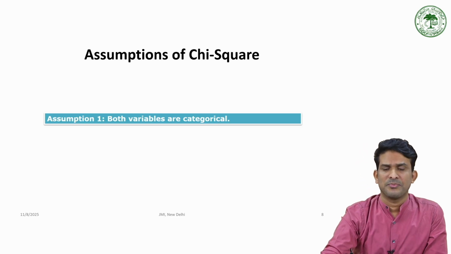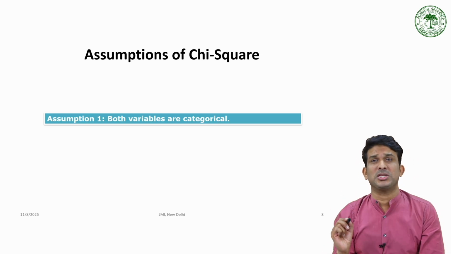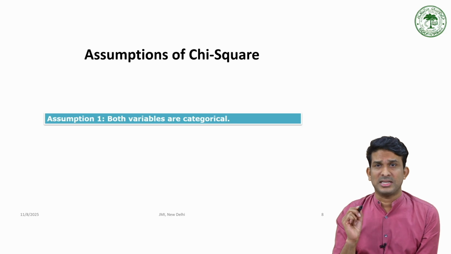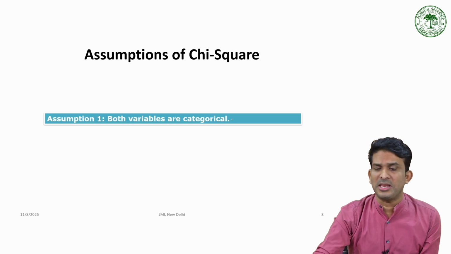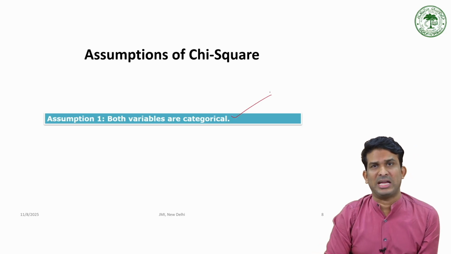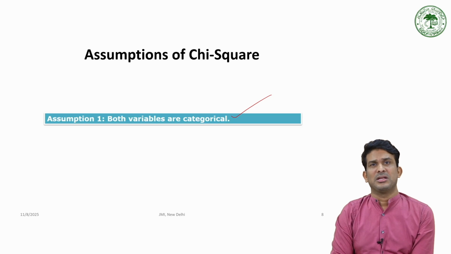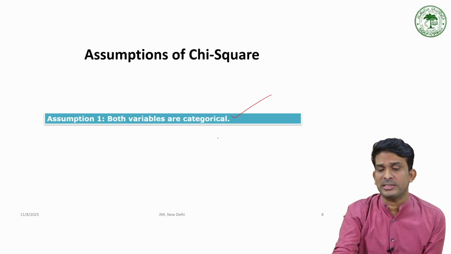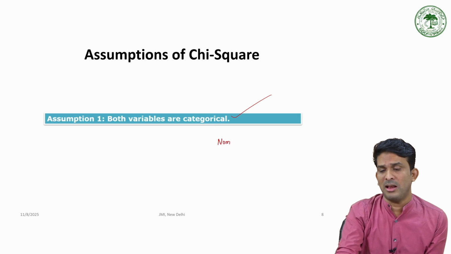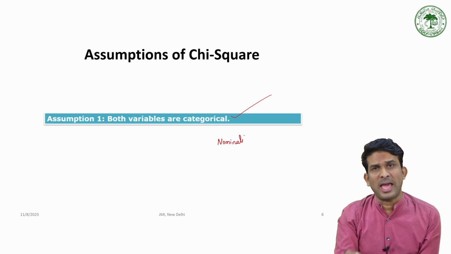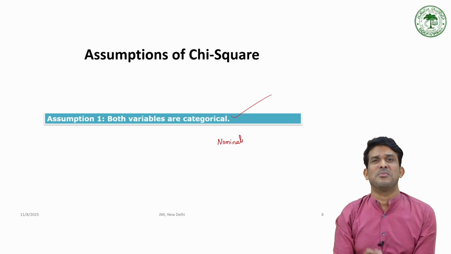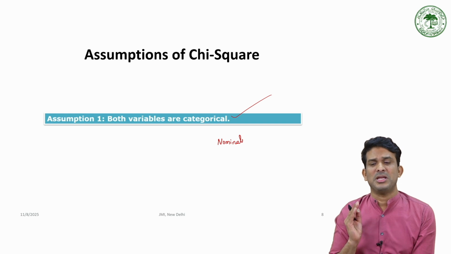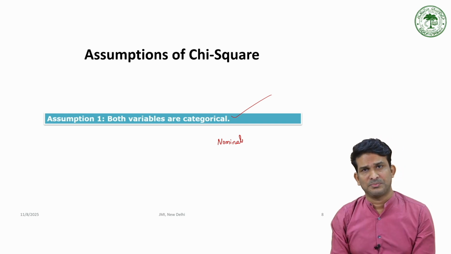The first and foremost assumption of the chi-square test is that both the variables are categorical in nature. What is a categorical variable? Yes, you know that it is a nominal variable. Both x and y, both the variables of your study should be of categorical nature.